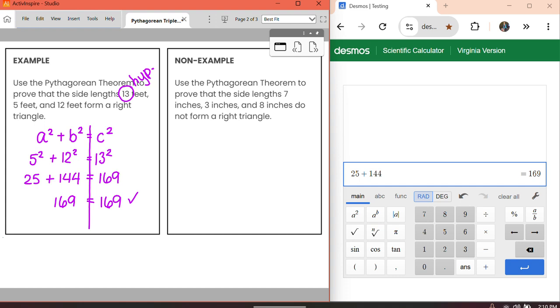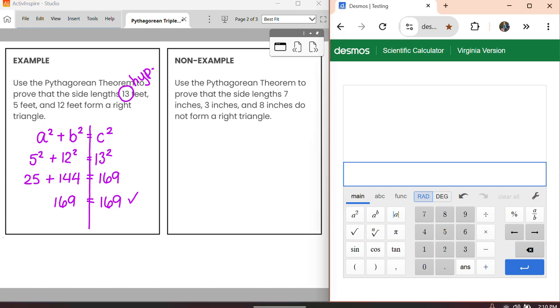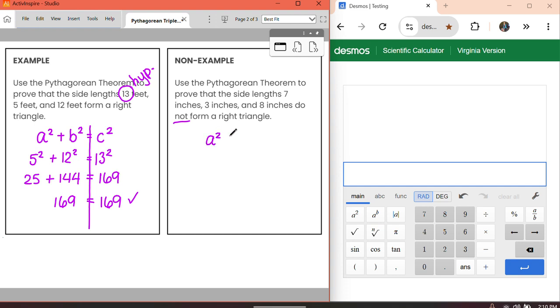Let's try this other one, which is different because it says non-example. So I think this one is not going to work. Let's read. Use the Pythagorean theorem to prove that the side lengths 7 inches, 3 inches, and 8 inches do not form a right triangle. Okay, so this one isn't going to work, but let's figure out what it looks like when they do work, or when they don't work. So I'm going to write down my formula first. A squared plus b squared equals c squared.